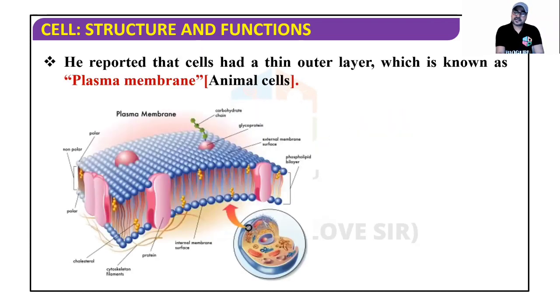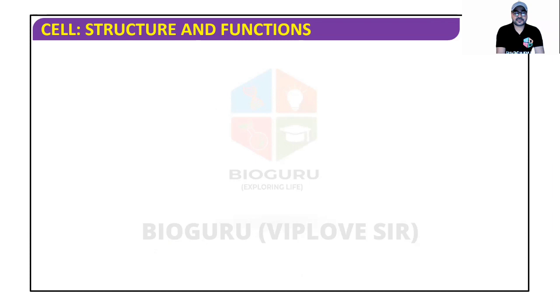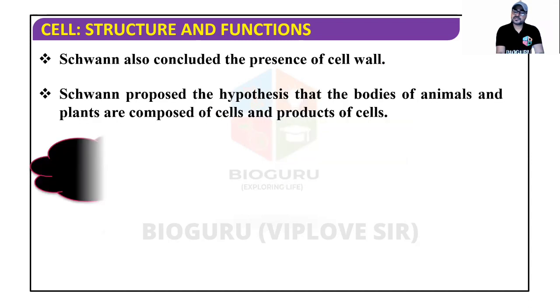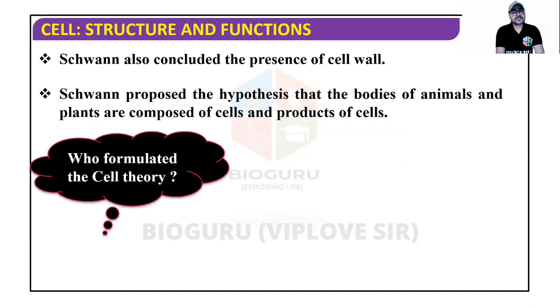And he reported that cells had a thin outer layer which is known as plasma membrane, which you also call the cell membrane. And Schleiden also concluded the presence of the cell wall. He observed the cell wall in plants. It is a unique character of plant cells. Schwann proposed the hypothesis that the bodies of animals and plants are composed of cells and products of cells.